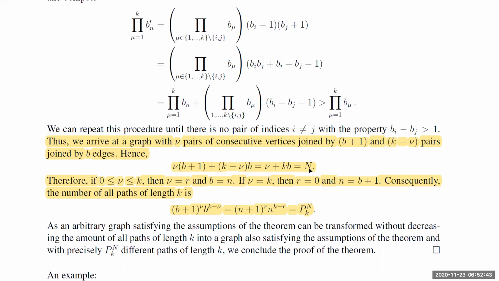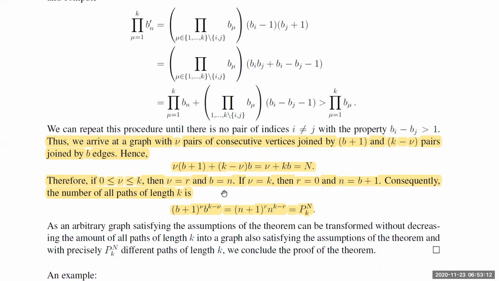And of course, sorry, this is not the number of paths. This is the number of edges. Right? We have nu pairs with b plus 1 many edges, so the amount of such edges is nu times b plus 1, and we have k minus nu pairs joined by b edges. So there are k minus nu times b edges, and these are all the edges that we have in the graph, so they must add up to n. So we have that nu plus kb is equal to n.